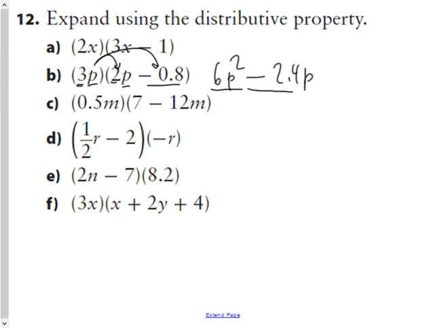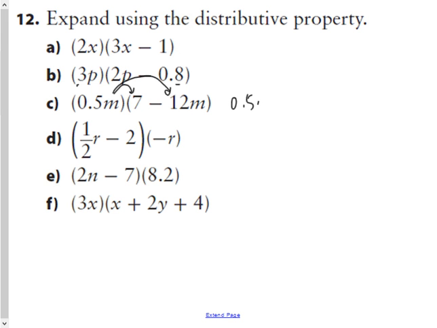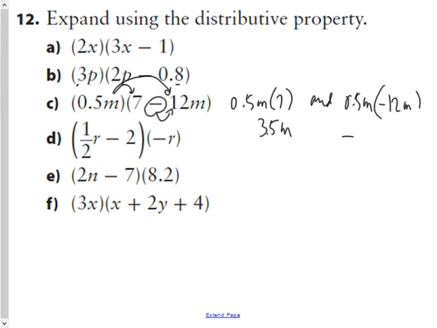In C, you have negative 0.5 m times 7 and negative 0.5 times 12. So if you want to rewrite it, it's this and it's this. And again, notice how the negative sign actually stayed with the 12. That's important that you do that. So 0.5 times 7 is 3.5 m, and this is going to be negative 0.6 m squared. So when I put them together, I get 3.5 m minus 0.6 m squared.